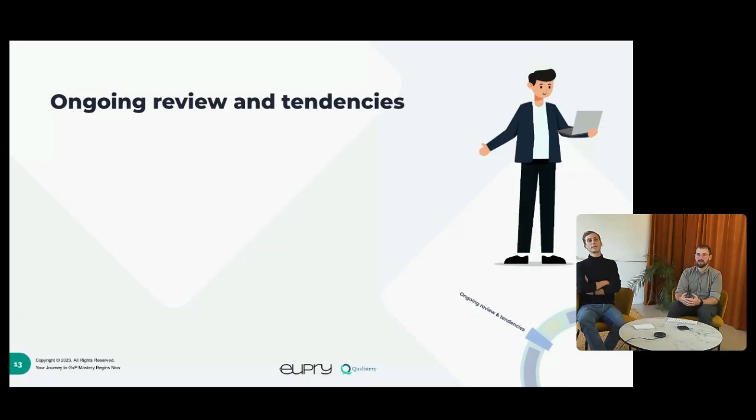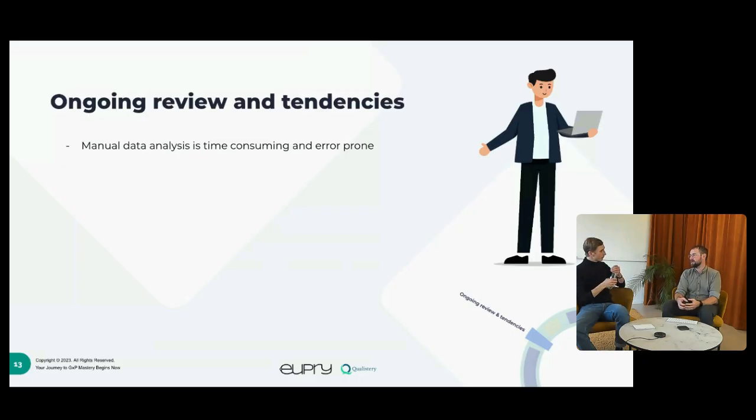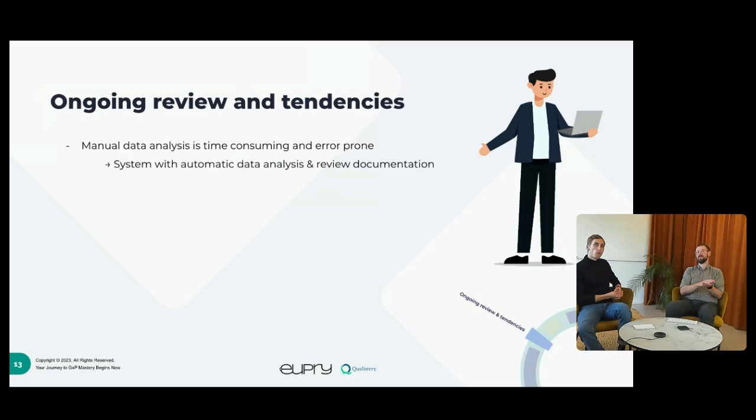Another topic we see is in terms of ongoing review of data and tendency analysis. First of all, one of the really time-hungry processes can be to manually do data analysis and tendency analysis. It's very error-prone if you don't have the right statistical tools, and it takes up a lot of time. So having one system that does the data analysis and which allows you to review the documentation, also review and sign that you've performed the review, and performed the analysis and tendency analysis, is really one key factor in terms of being able to be efficient.